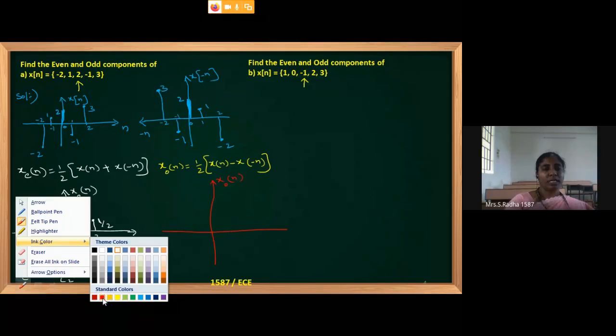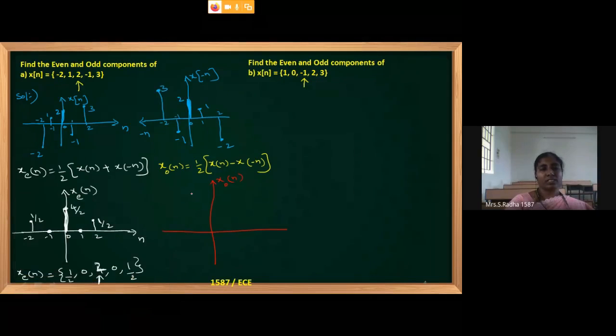Now coming to the second odd component. In the second odd component, first diagram minus second diagram into half also I have to do. Now at origin what is happening? 2 minus 2 is 0, and 0 divided by 2 is 0 only. So at origin we have 0 as height. Plus 1, plus 2 x-axis points, minus 1, minus 2 x-axis points.